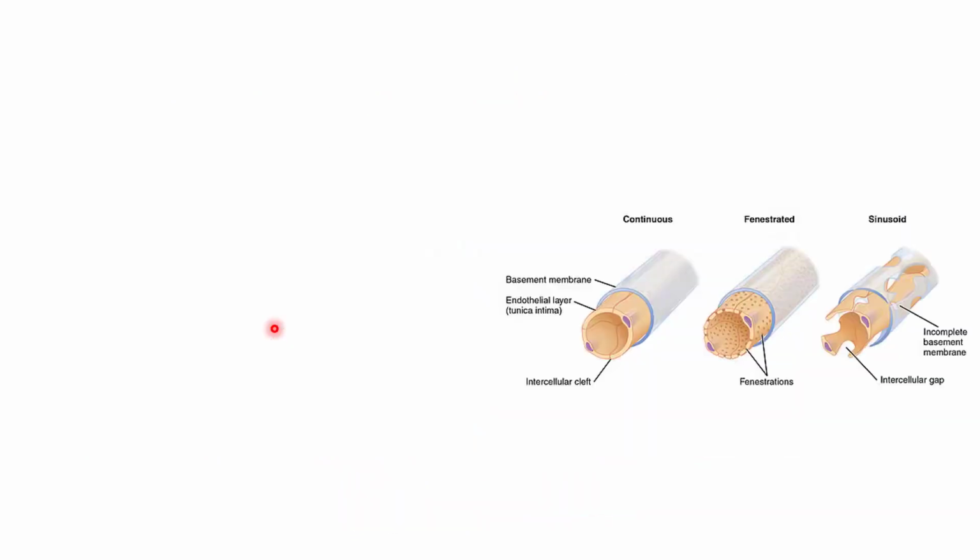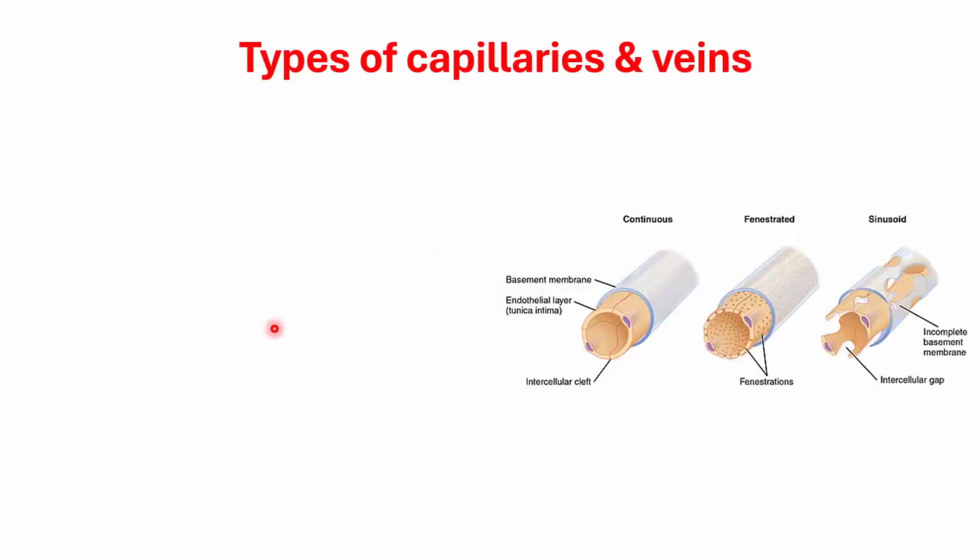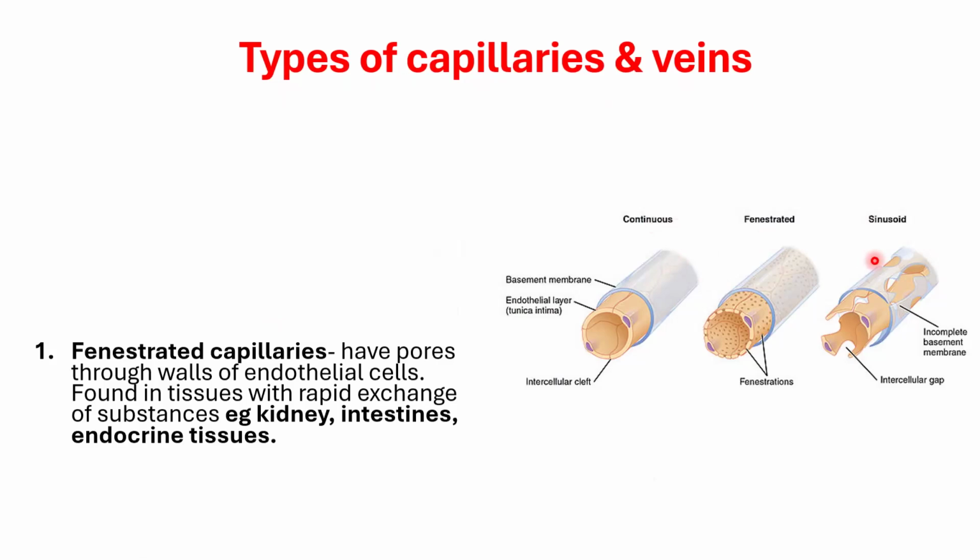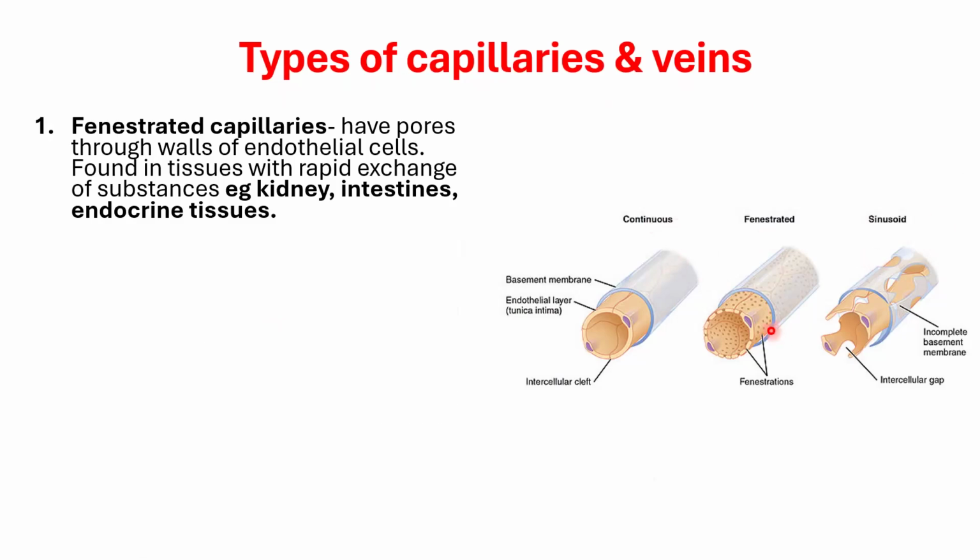Okay, so maybe to finalize, let's talk about the various types of capillaries. We have three types of capillaries: continuous, fenestrated, and sinusoidal. For the fenestrated, it will contain pores in the endothelium, but the basement membrane will not contain pores. So we have a continuous basement membrane, but the endothelium will have fenestrations, it will have pores. You require it in places where you have rapid exchange of substances, like the kidneys, the intestines, and the endocrine glands. They will have fenestrated capillaries.